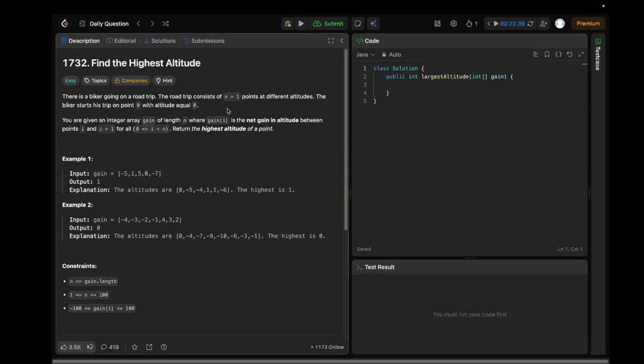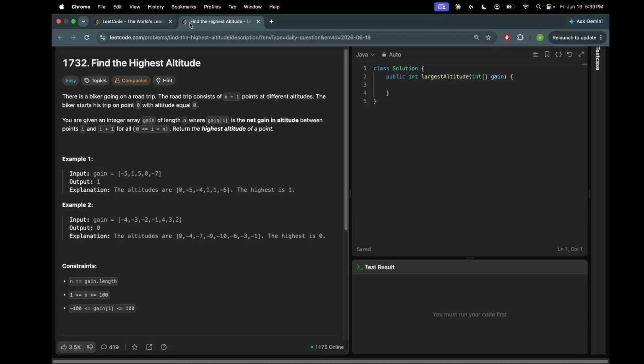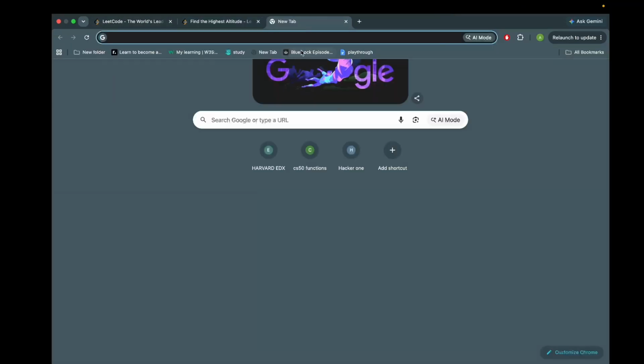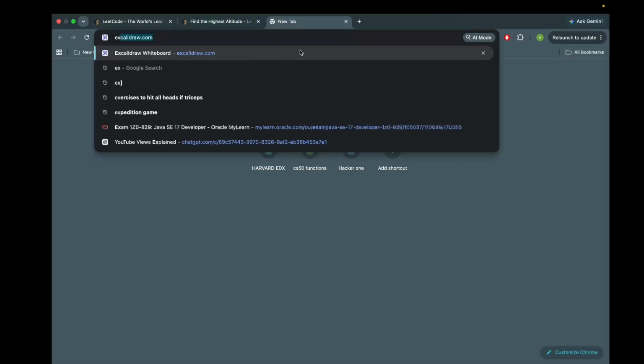There are different altitudes and the biker starts his trip at point 0 with altitude 0. You're given an integer array gain of length n, where gain[i] is the net altitude gain between point i and i plus 1. Return the highest. Okay, one second. Excalidraw.